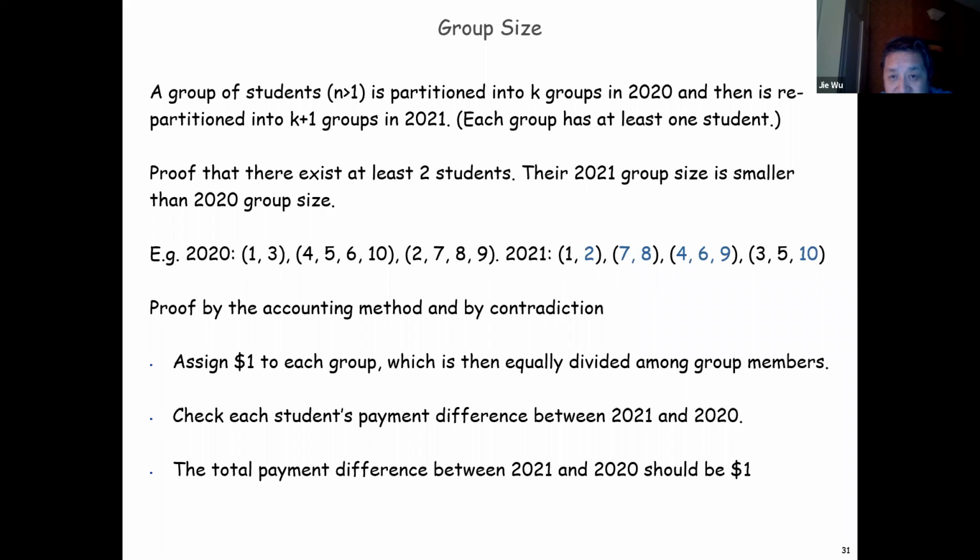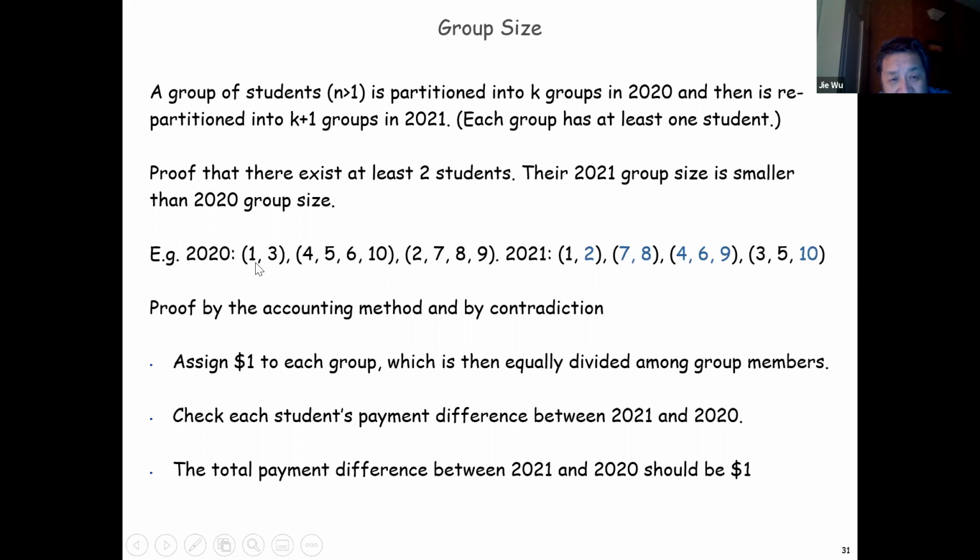And in this semester, we assume that each group has at least one student. Now you need to prove that there exist at least 2 students whose 2021 group size is smaller than the group size of last semester, whatever the group they're staying in. So let's just look at an example. In this case, you have 10 students. You can partition them into groups in this way.